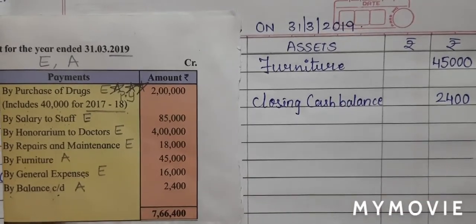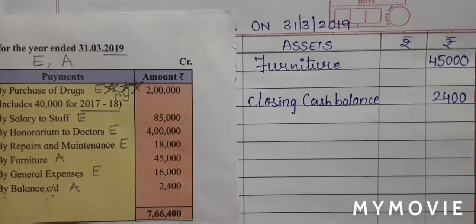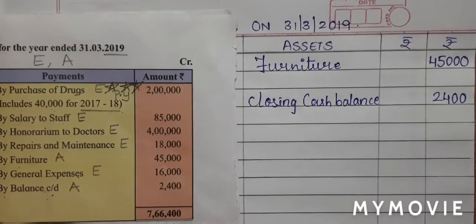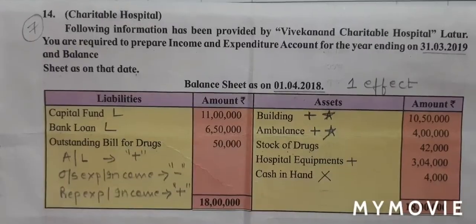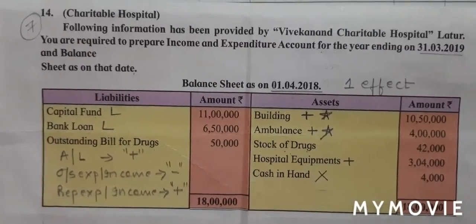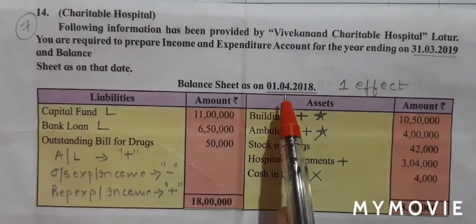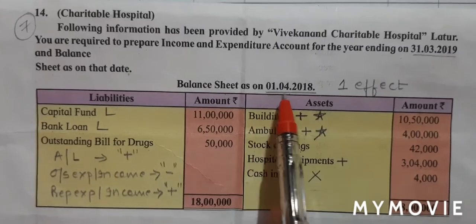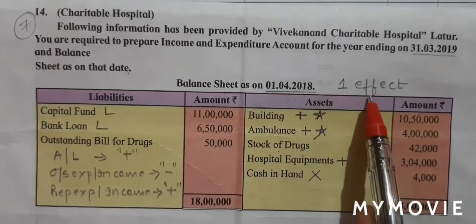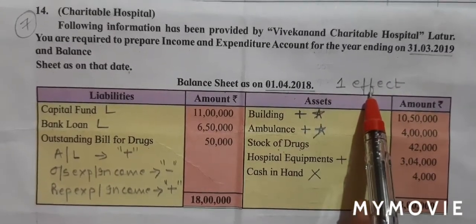With this, students, we have completed step number 3, writing it in the inner and the outer column. We'll now start with step number 4. We will first begin with the balance sheet. Students, please make a note. This is my opening balance sheet. Opening balance sheet has only one effect.